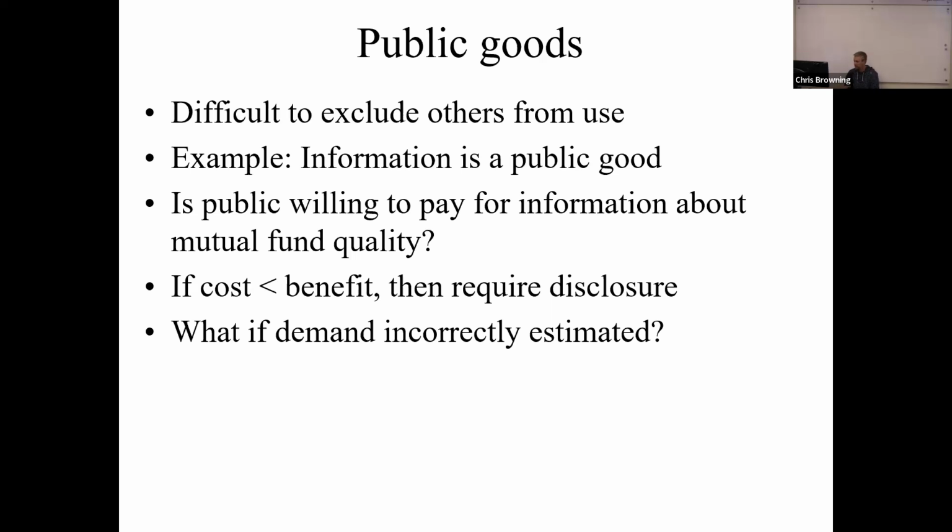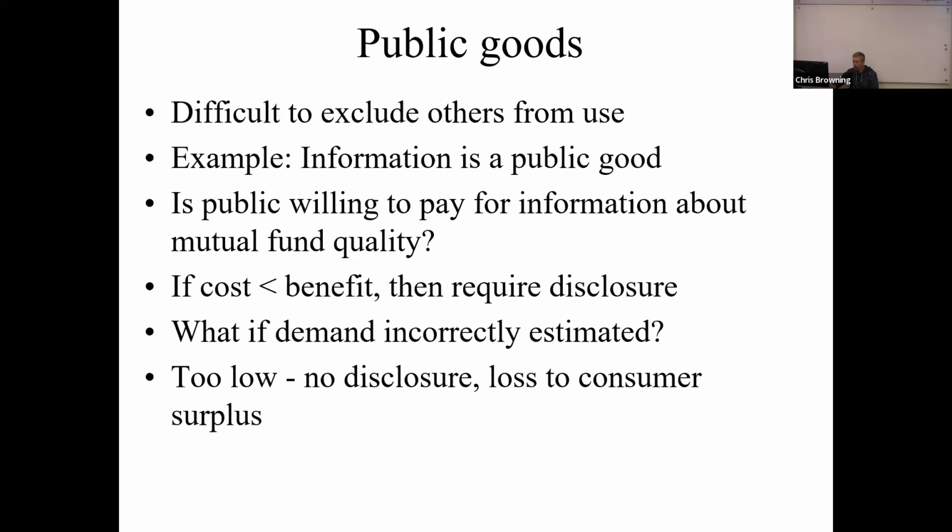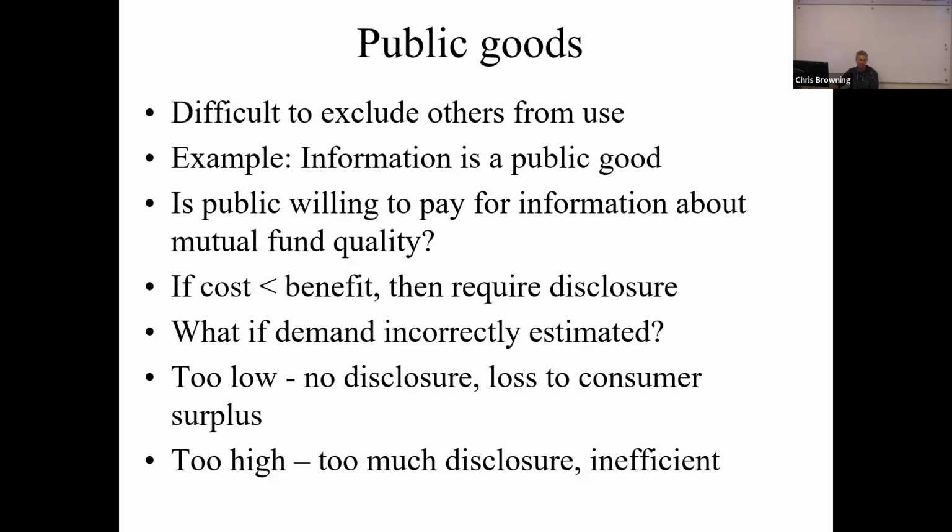All right. So what if we incorrectly estimate the demand for information? Well, we'll either produce too little information, which means there's not enough information in the marketplace to inform good decisions, or we'll produce too much information and we pay for more than what we demand, and we have an inefficient allocation of resources towards information provision. Okay, so this is likely the case, that there will be an inaccurate estimate of demand.